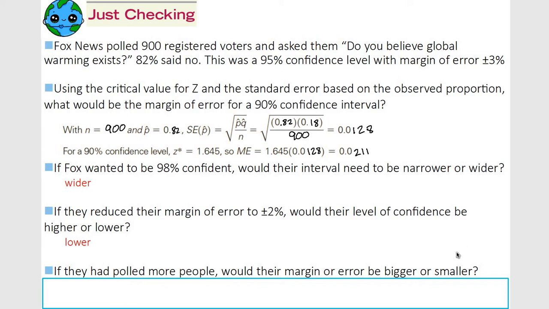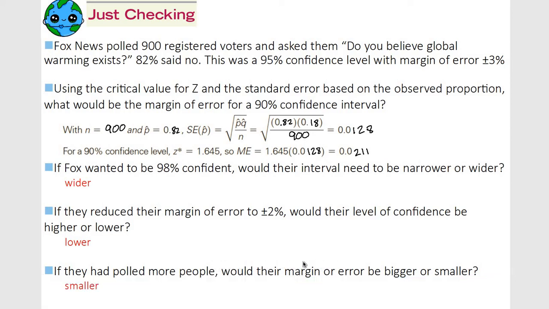What would happen if I polled more people? Well, then my margin of error would become smaller, right? Because that's what I'm dividing by. So if the number of people increased, then my margin of error would get smaller and smaller. I'd become more and more accurate.